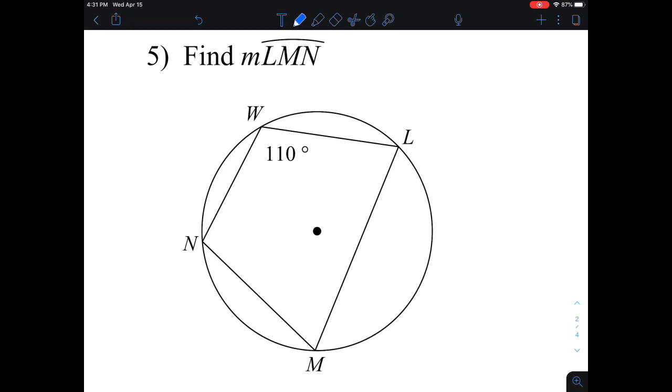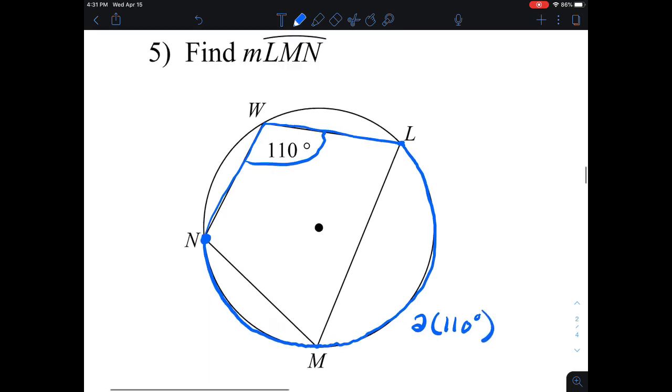Next one. Find the measure of arc LMN. I'm trying to find the measure of the arc that starts at L, passes all the way through M, and then keeps going until it gets to N. So I'm trying to find that entire arc measure. We're given an angle whose endpoints are at N and L, and that's angle W right here. So we have one of those inscribed angles where the measure of the angle is equal to half the measure of the arc. That means this arc measure has to equal 2 times 110 degrees, which means it's going to be 220 degrees.